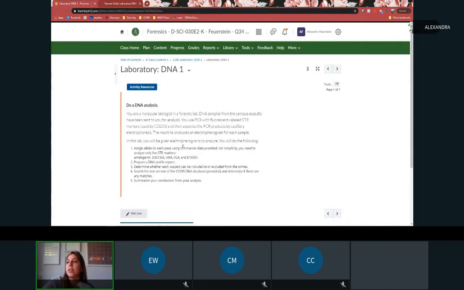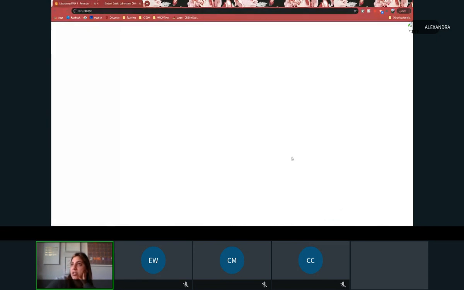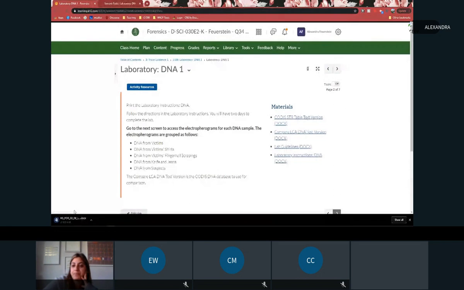So again, you're going to be given an electropherogram. You're going to analyze the alleles and then prepare a DNA profile and then determine whether each suspect can be included or excluded in the crime, and then search the text version database and determine if there are any matches. Summarize your conclusion. So what that means is, here we go, we have it again. So we want to download the laboratory instructions if you haven't already. And so when we look at it, it's going to look like this.